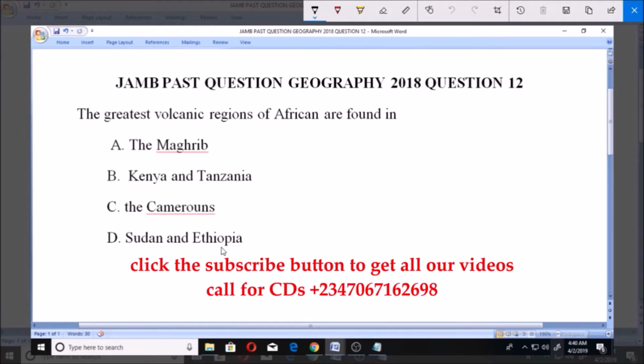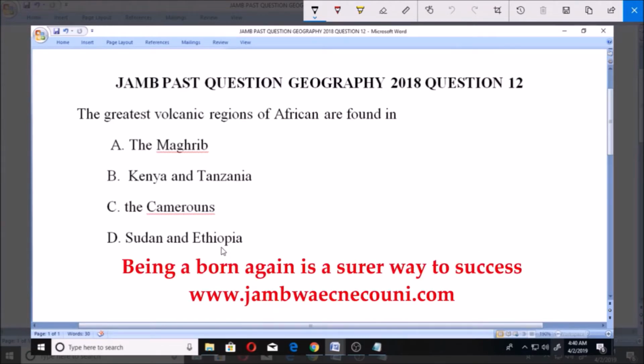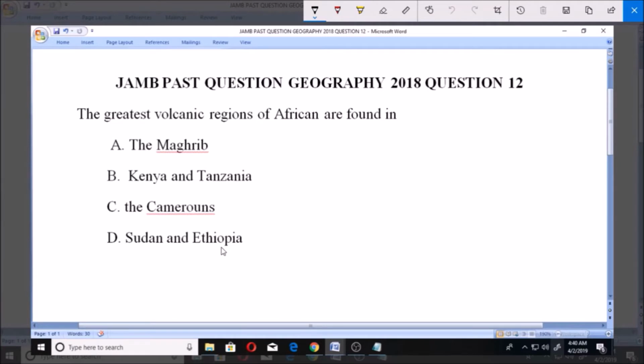Now, for us to be able to put this into context and get the right answer, we need to know that the East African Rift Zone comprises a lot of active and dormant volcanoes, predominantly in countries like Kenya and Tanzania. Some of these volcanoes include Mount Kilimanjaro. You also have Mount Kenya, Mount Elgon, and the crater highlands of Tanzania.